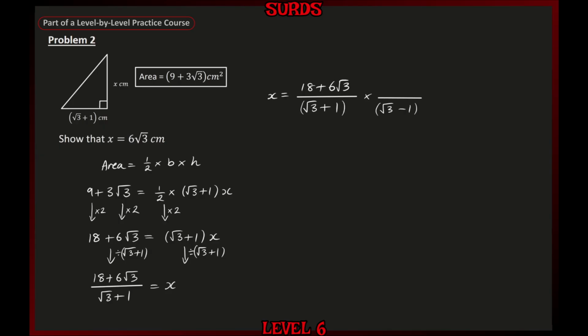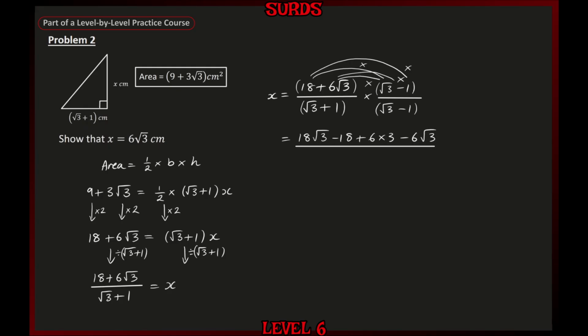We need to make sure that this goes in brackets and that we do it to both the top and the bottom. So starting with the numerator, we can expand. So we have 18 multiplied by root 3, which is 18 root 3. 18 multiplied by minus 1 is minus 18. Next, 6 root 3 multiplied by root 3 gives us plus 6, and root 3 times root 3 is 3, so we get plus 6 times 3. And finally, 6 root 3 multiplied by minus 1 is minus 6 root 3.